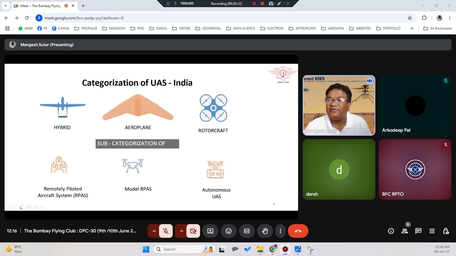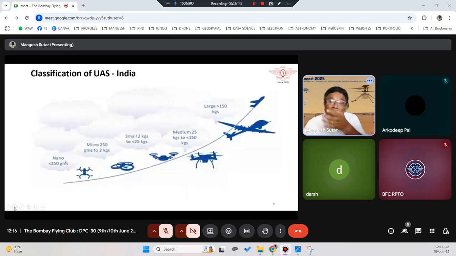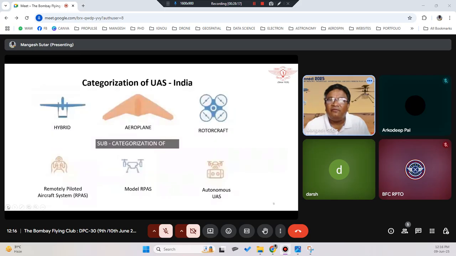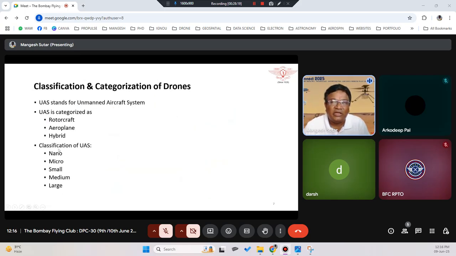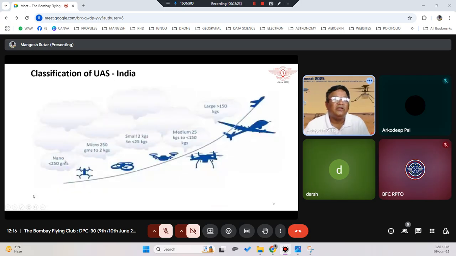Let's move to classification now. Earlier, as I said, in the slide we didn't have images because I wanted to focus you on the words, whereas now I am showing you the picture. So now, nano is less than 250 grams. Micro is 250 grams to 2 kg. Small is 2 kg to 25 kg. You see how the difference in the image is there. The drone is becoming bigger and bigger. Medium is from 25 kg to 150 kg.